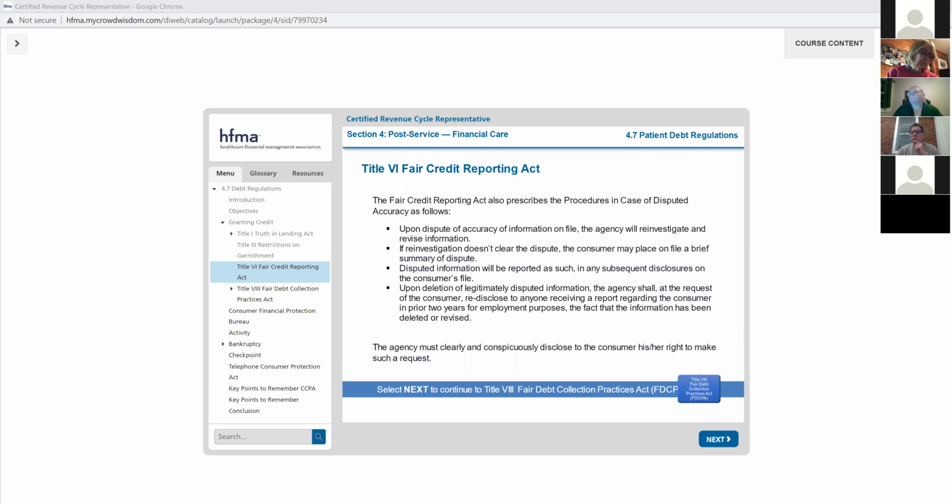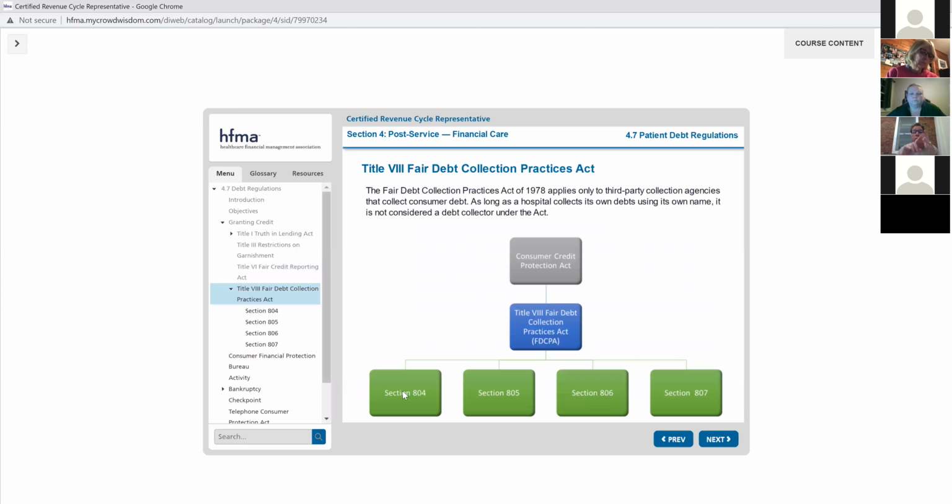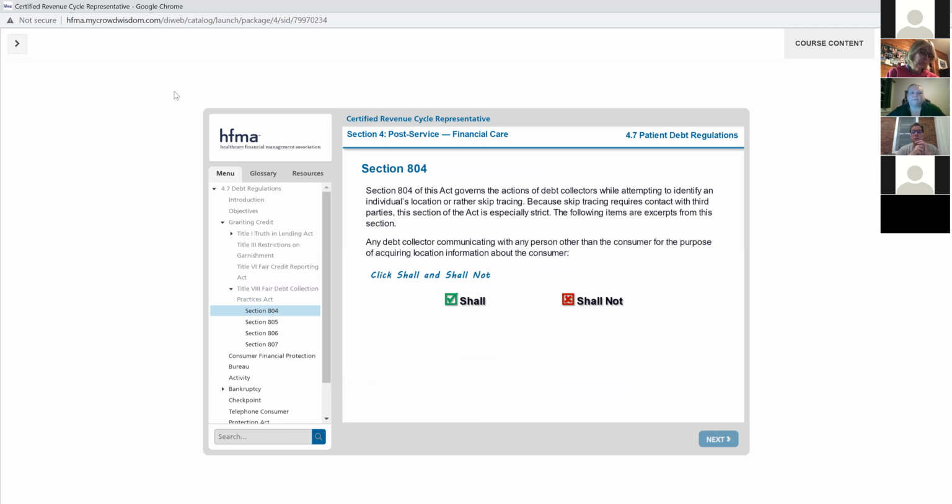And then the last one is Title VIII. Title VIII is the fair debt and collection practice, which is the actual collection of the account. And underneath that, there's 4 components. There's Section 804, 805, 806, 807. Christy, if you want to click on those, I'll just go through those very, very quickly. 804? Yeah, 804. You can go right through them.